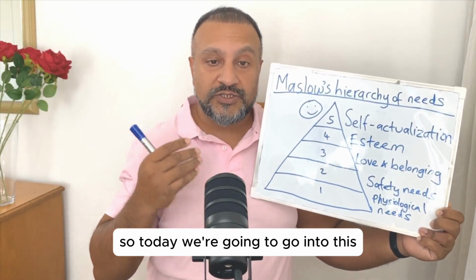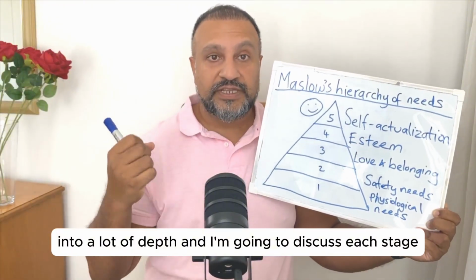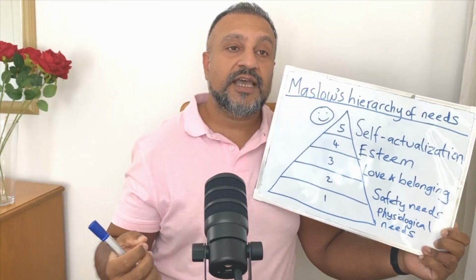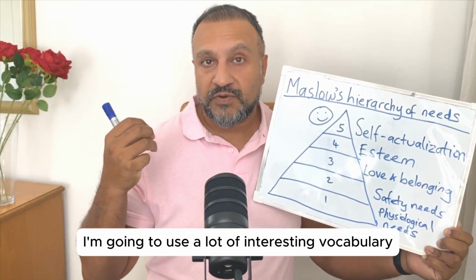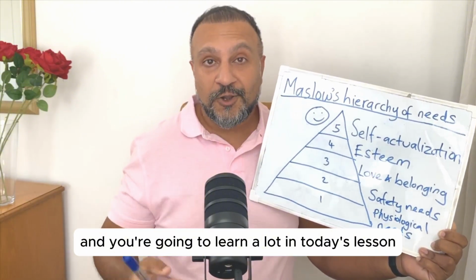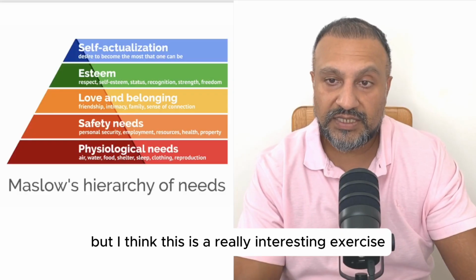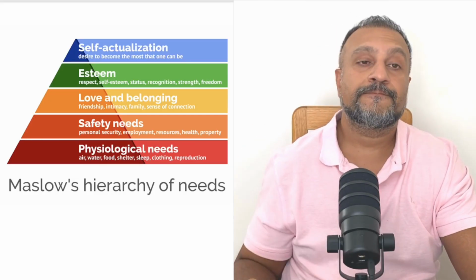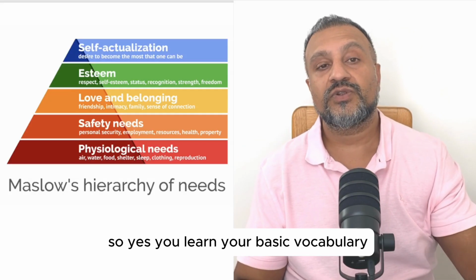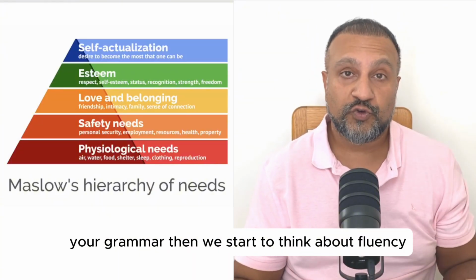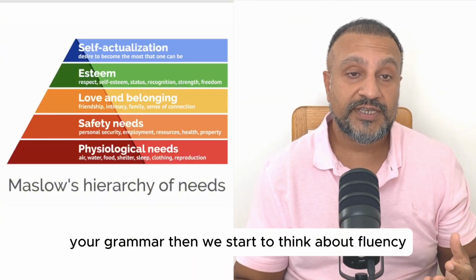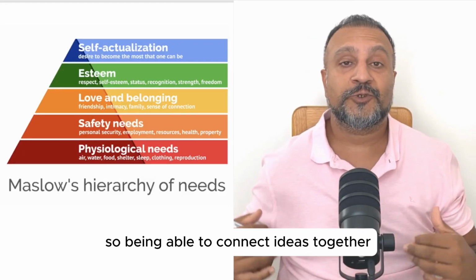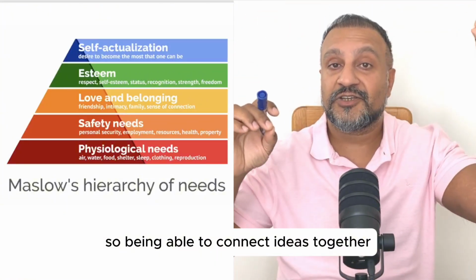So today we're going to go into a lot of depth, and I'm going to discuss each stage, what it means. I'm going to use a lot of interesting vocabulary, and you're going to learn a lot in today's lesson. I think this is a really interesting exercise to use as part of critical thinking. When it comes to learning English, so yes, you learn your basic vocabulary, your grammar, then we start to think about fluency. And fluency is being able to speak coherently, so being able to connect ideas together.